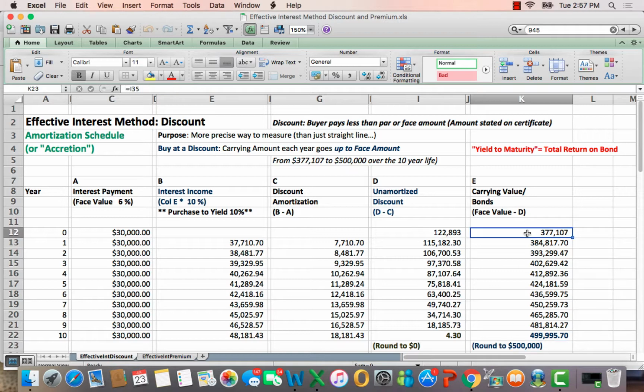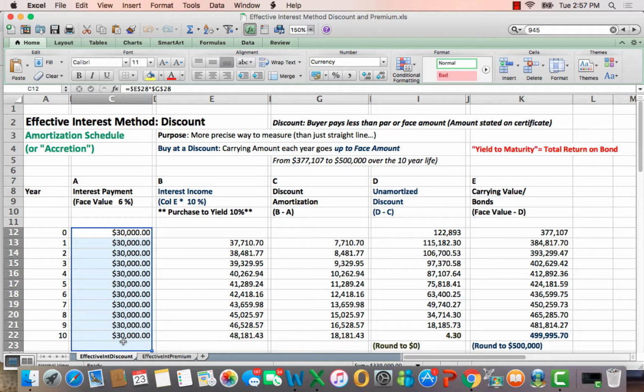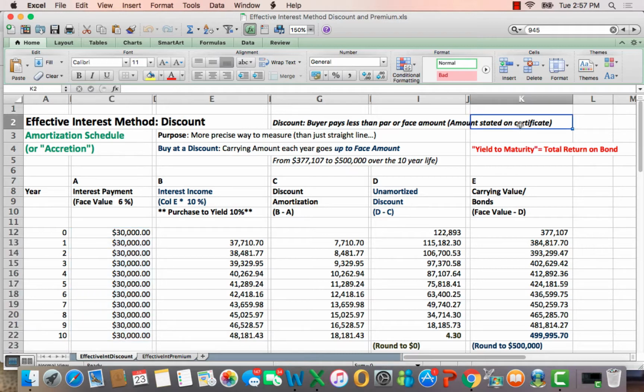Now that's a gain, the difference between those two numbers, and the effective interest rate method helps us recognize that gain in income. So the investor is going to receive $500,000 times 6%, or $30,000, consistently each year. That's stated also in the certificate.